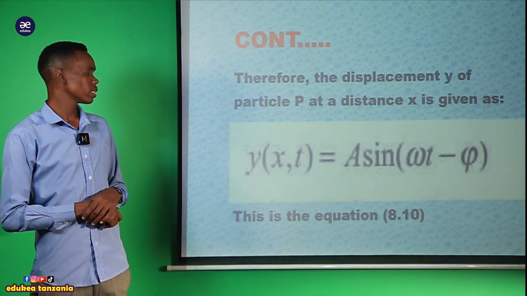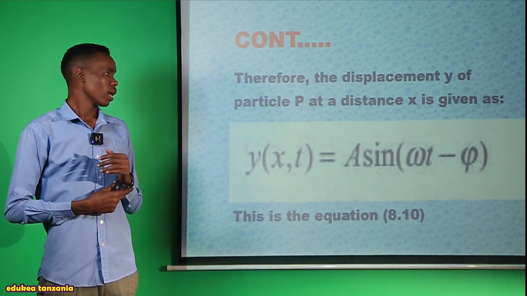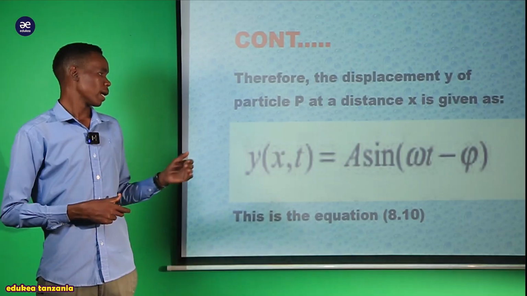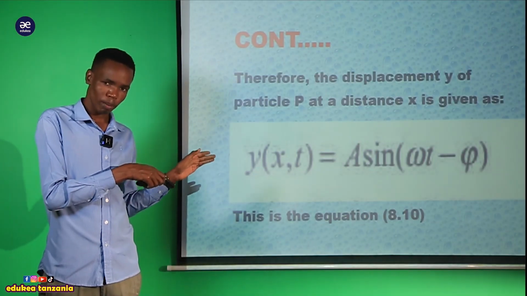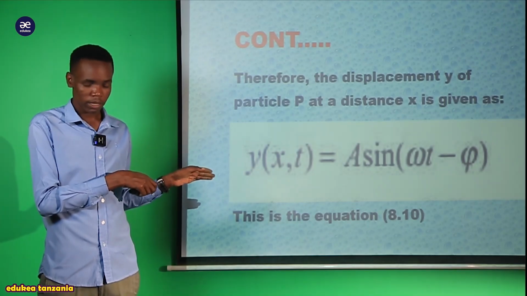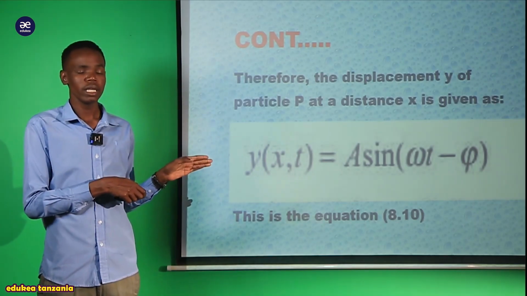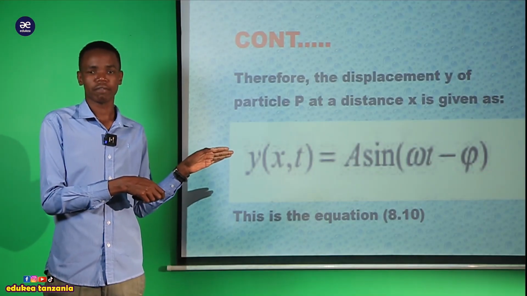So we get this displacement y of the particle P at a distance x by expressing it as y, the displacement along the axis at the coordinate point (x, t), which might be equal to a sine bracket ωt minus the phase angle.